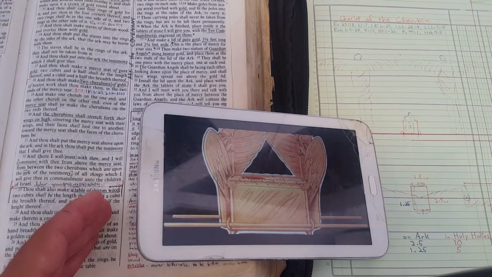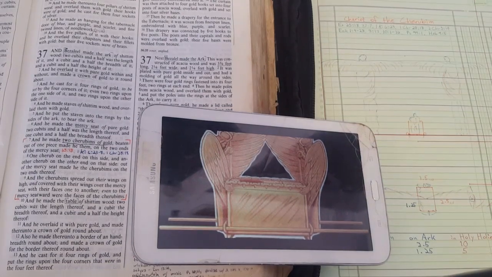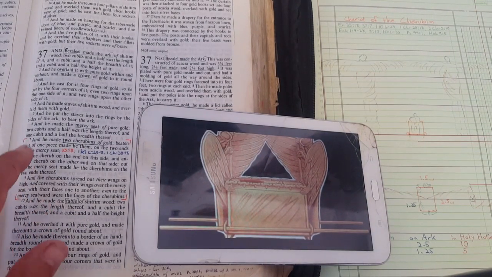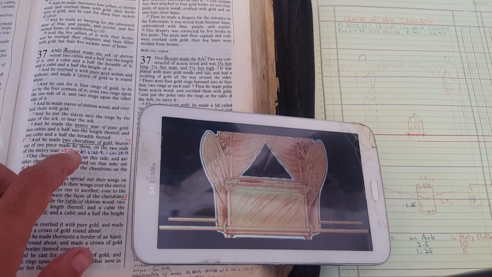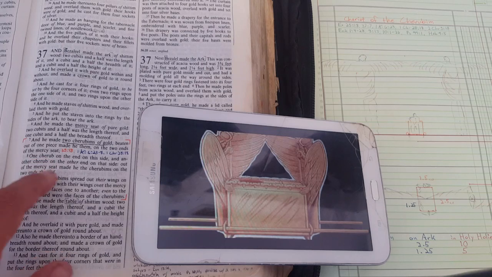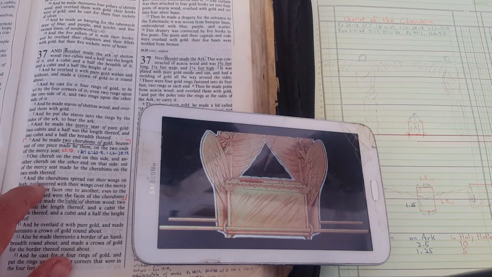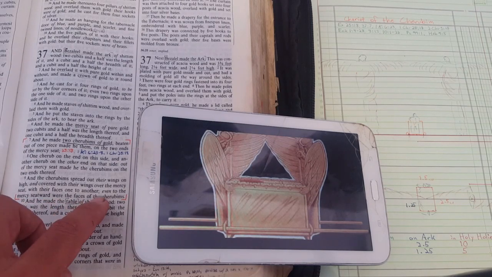Let's go to Exodus 37 and look at that. In Exodus 37, verse 7, and he made 2 cherubims of beaten gold, beaten out of one piece. He made them on the 2 ends of the mercy seat. 1 cherub at one side, on the end on this side, another cherub on the other end on that side. Out of the mercy seat made he the cherubims on the two ends thereof. And the cherubim spread forth their wings on high, and covered their wings over the mercy seat, and their faces one to another, even to the mercy seatward were the faces of the cherubim.